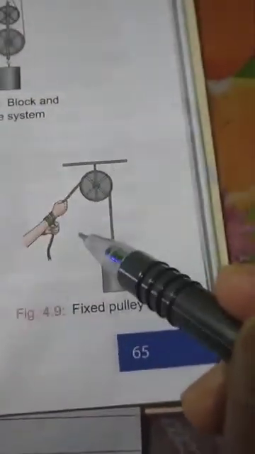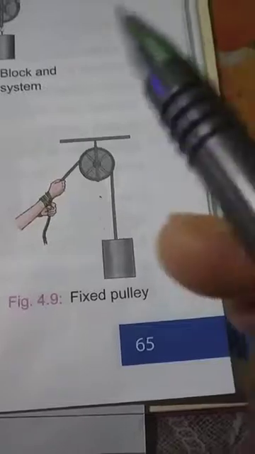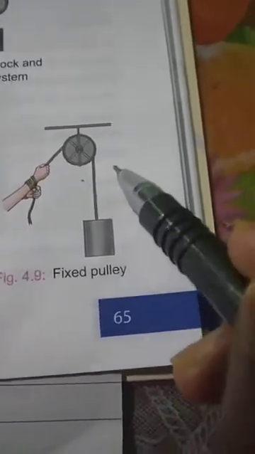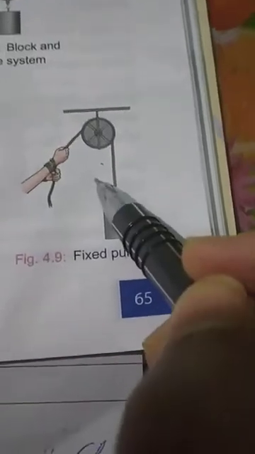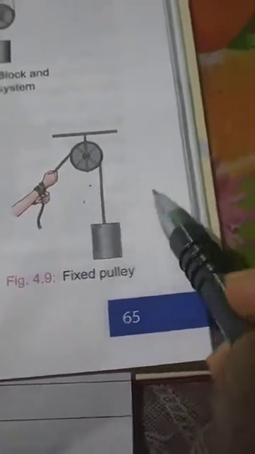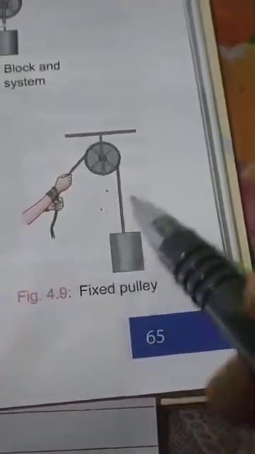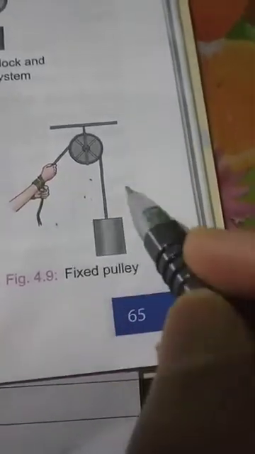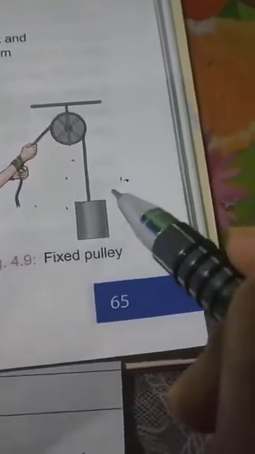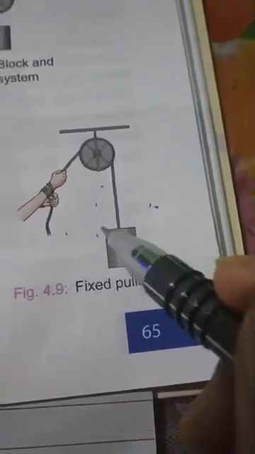Okay, and what about the mechanical advantage of the pulley? I have discussed it, students, in my first video only. The mechanical advantage of the fixed pulley is always equal to 1. Okay, the applied force is always equal to the weight of the load. Means you can say effort is equal to the load in the case of a fixed pulley. That's why its mechanical advantage is equal to 1.